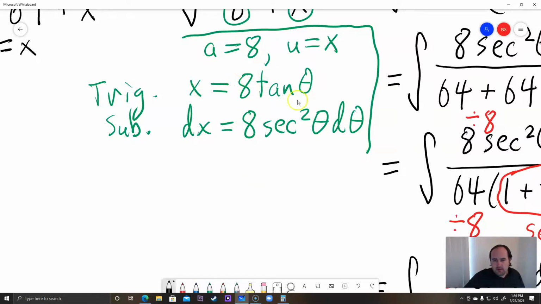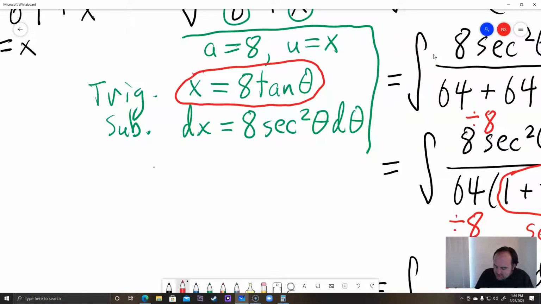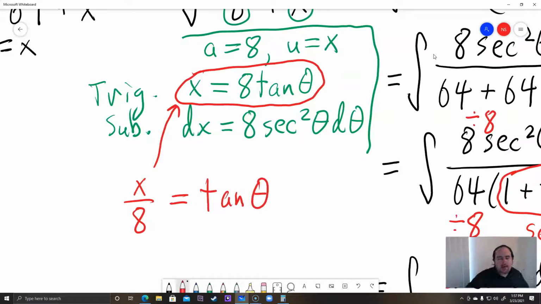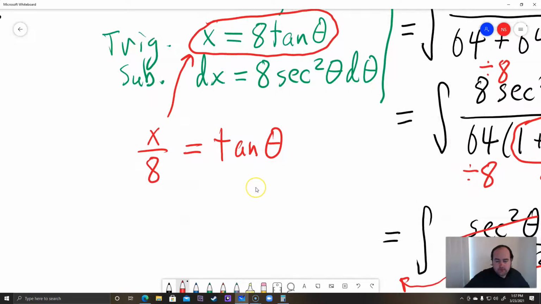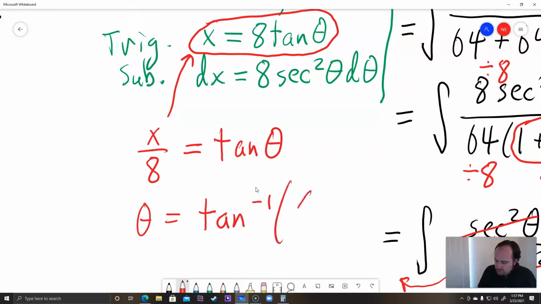they would use this equation here. So let me circle it so you know which one I'm talking about. X equals 8 tangent of theta. So if x equals 8 tangent of theta, that's the same as x over 8 equals tangent of theta. Okay, and then if I apply tan inverse to both sides, I can actually get theta in terms of x. Okay, so I actually get theta equals tan inverse of x over 8.